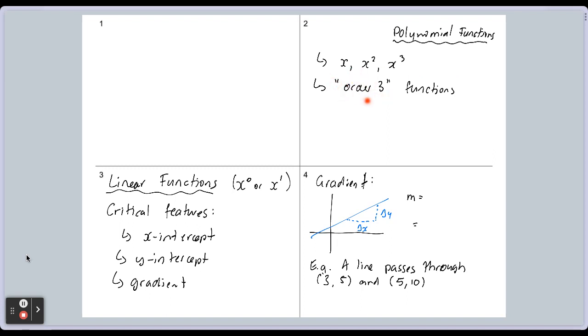So when you say the order of a function or the order of a polynomial function, it means look at the function. What's the highest power of x? That's the order of the function. So if I had f of x equals x squared plus x to the 7 minus x cubed, that would be an order 7 function, an order 7 polynomial. That's all it means.